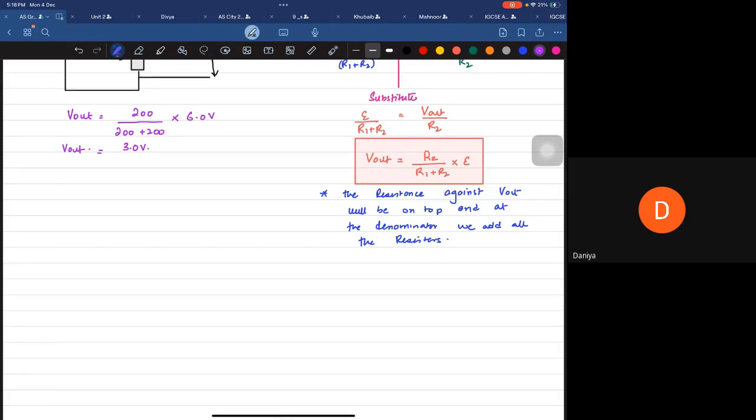for example, they have given you a question. It says total resistance is 600 ohms. If V out is equal to 2 volts, find the ratio R1 over R2. This is the question.